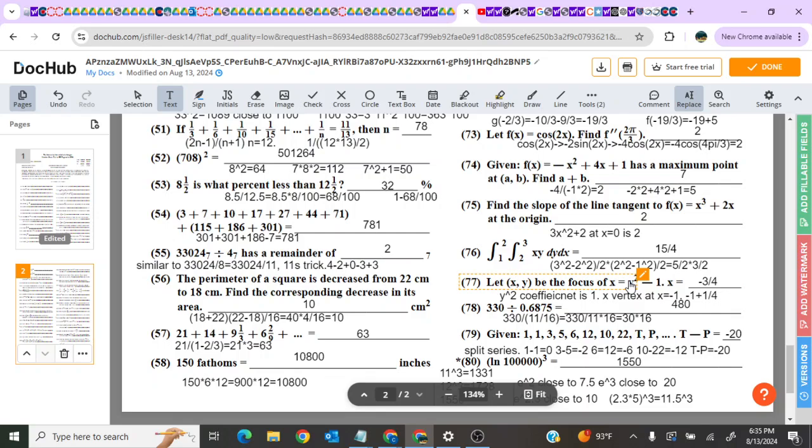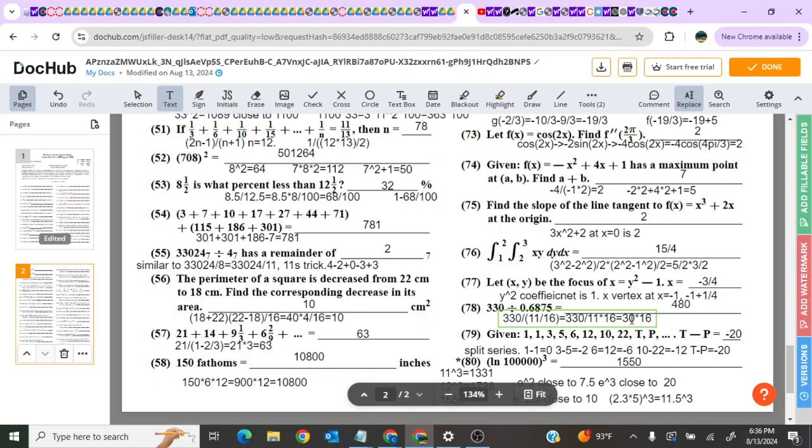38, 330 divided by 0.6875. The 0.6875 is equivalent to 11 over 16. So when you see this 875 and all that stuff, it just screams that it's over like 8 or 16. So yeah, divide by that. 330 divided by 11 times 16 is 30 times 16, which is 480.